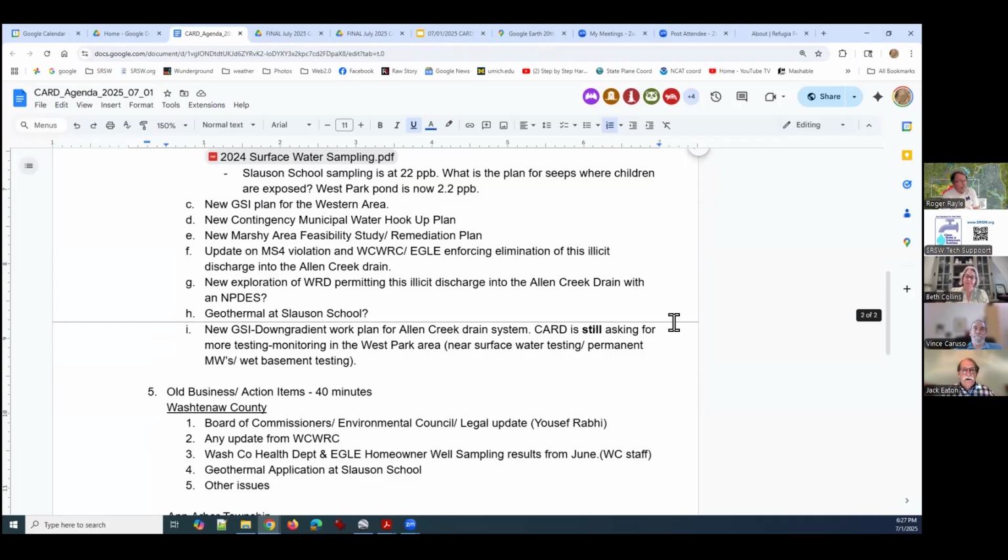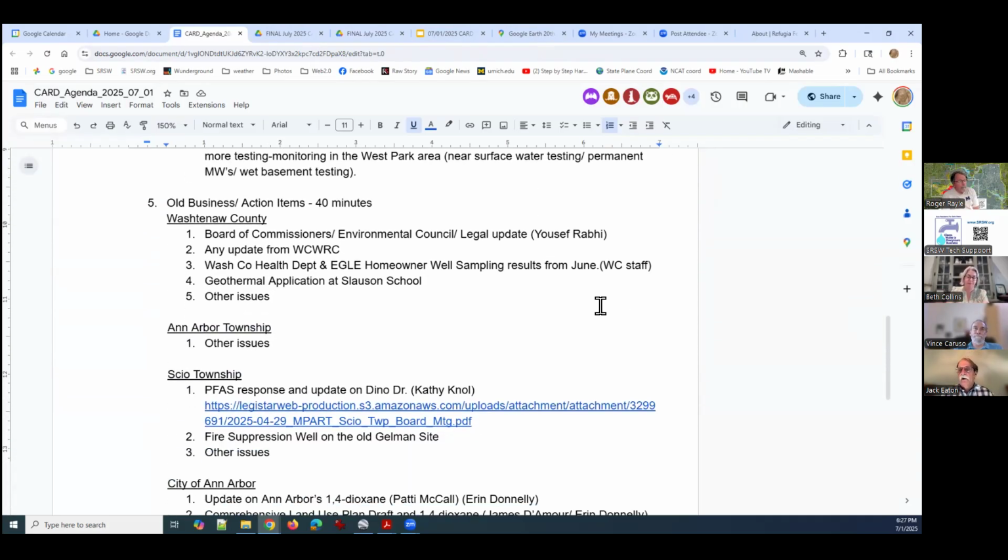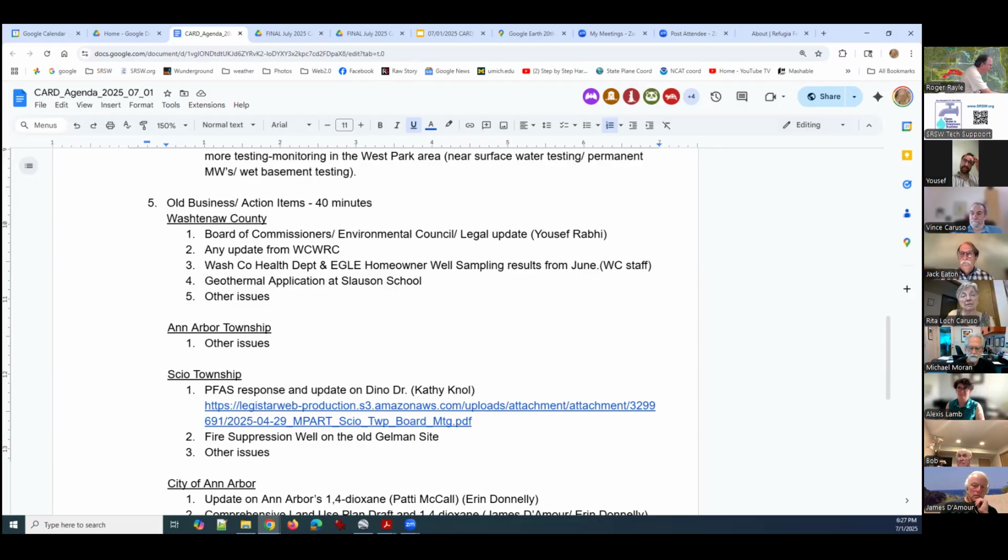I'm going to move on to item 5, Washtenaw County. Yusuf, do you have anything to tell us? I'm here. I don't really have much to report back, though. I did talk to our attorney. Sounds like we're in a holding pattern waiting on the appeal on our court case. So I don't have much beyond that, unfortunately.